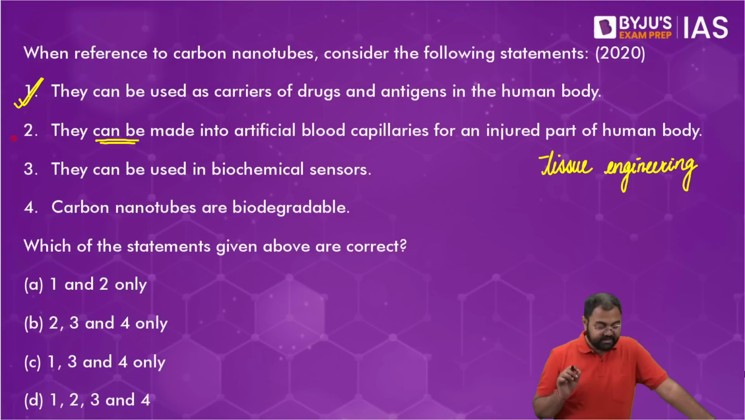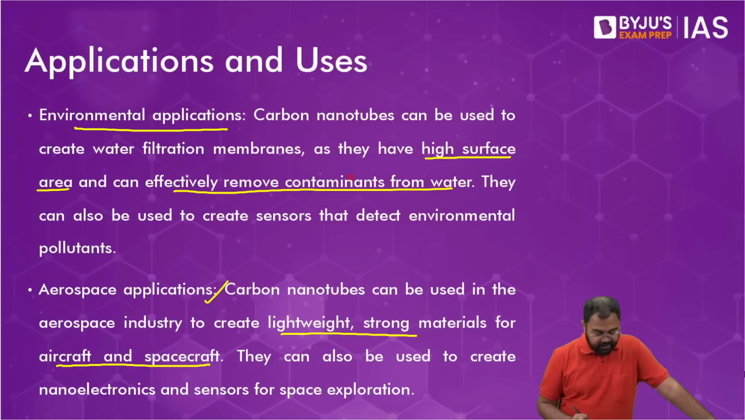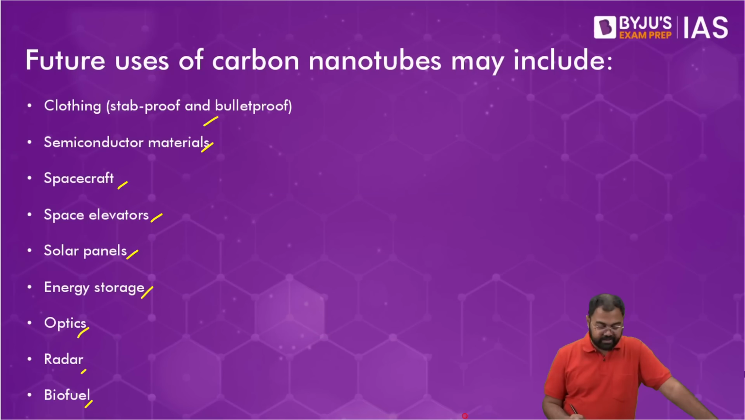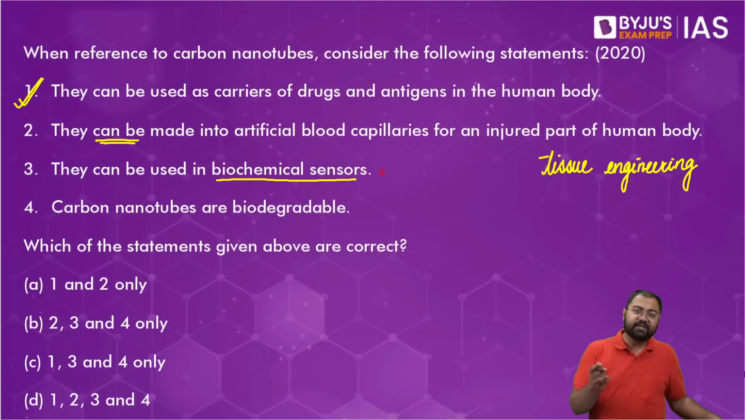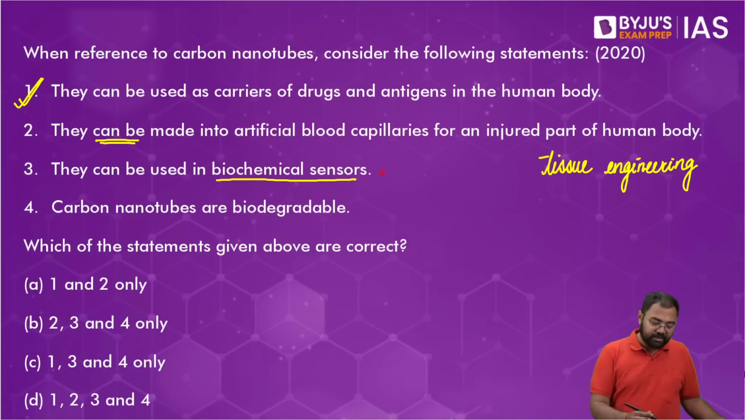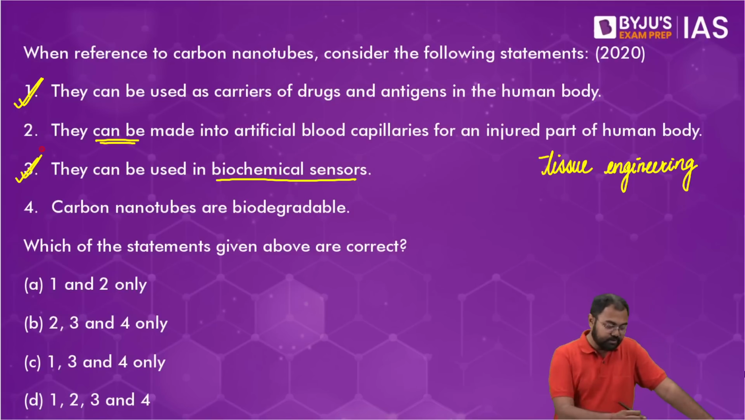Statement number 3. It says they can be used in biochemical sensors. Yes, they can be used in biochemical sensors. And as we just discussed here as well, they basically are biocompatible molecules, and that's why in making biochemical sensors they can be useful, and it has already been done by a lot of different scientific institutions. For example, even NASA has made some biochemical sensors which make use of carbon nanotubes. So definitely correct. For me, I would say that this is also correct.